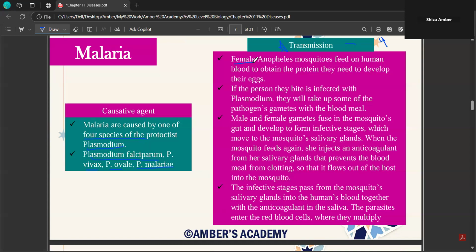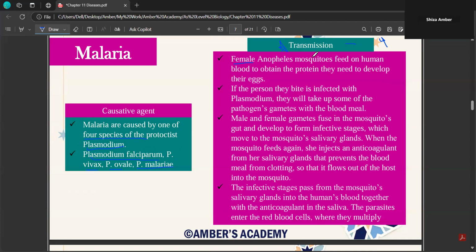So the causative agent is something because of which the disease is caused, and the vector is only for transmission. It only allows the transmission of the disease. So the female Anopheles does not cause malaria, rather it transmits malaria from one person to another.